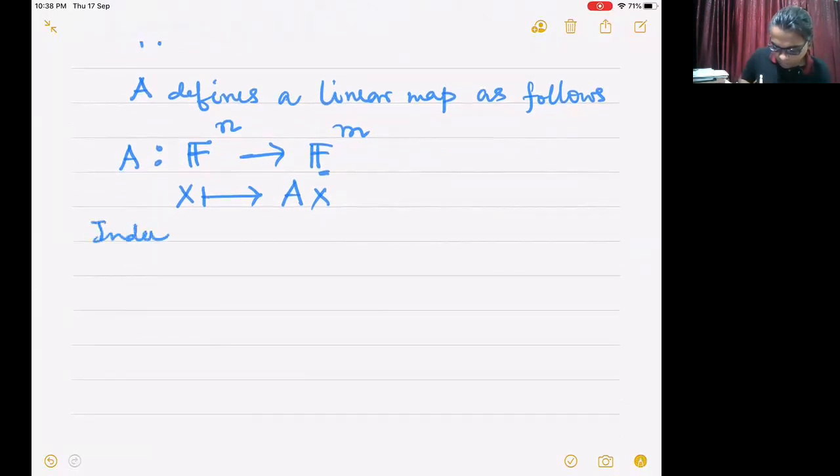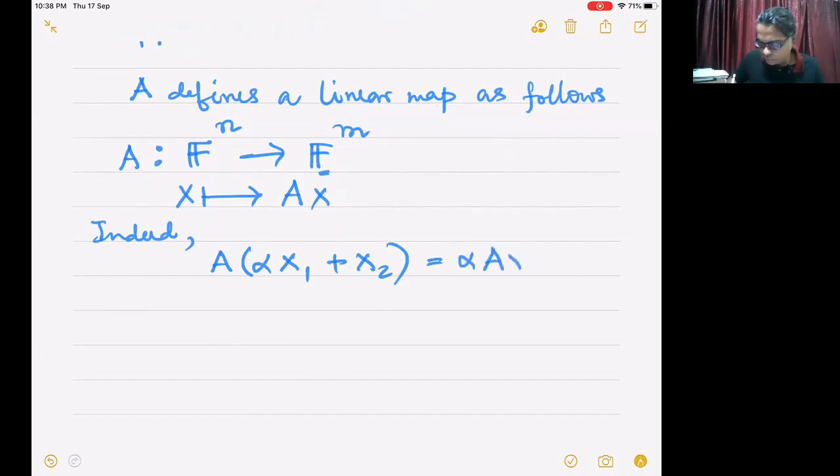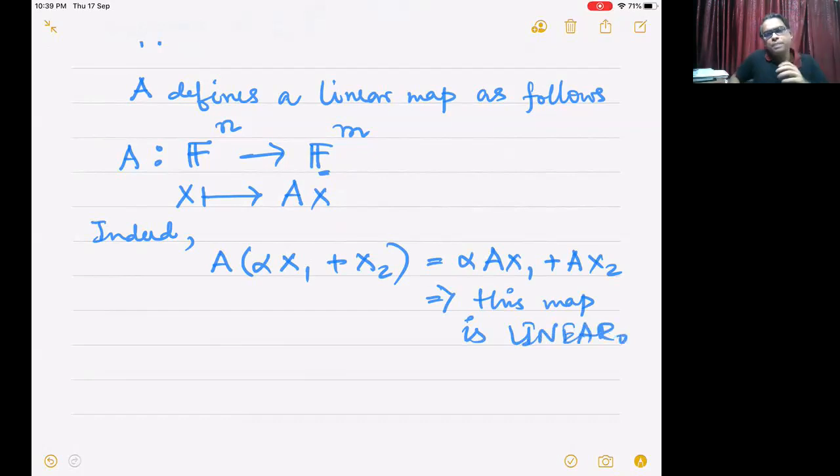Why? A of (alpha x1 plus x2), by the rule of matrix-vector multiplication, we know this is nothing but alpha A x1 plus A x2. So of course this satisfies the property of a linear map. Therefore this map is indeed linear. Yeah, so matrices are the basic prototype of linear maps. But this is not all.